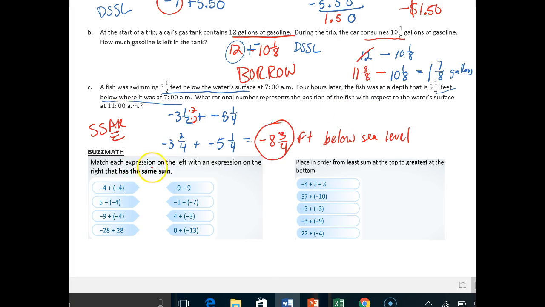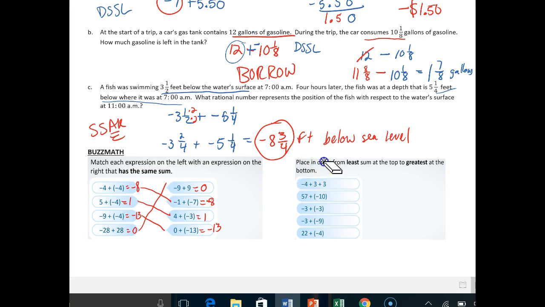Here, we're going to match the expression on the left with the expression on the right that has the same sum. So it would be smart to first calculate these sums out, right? That's SSAK, this is DSSL, this is SSAK, DSSL. So here DSSL 0, here SSAK negative 8, here DSSL 1, and here DSSL negative 13. So obviously those two match up, these two match up. That was negative 8, my fault. Those two match up, and those two match up.